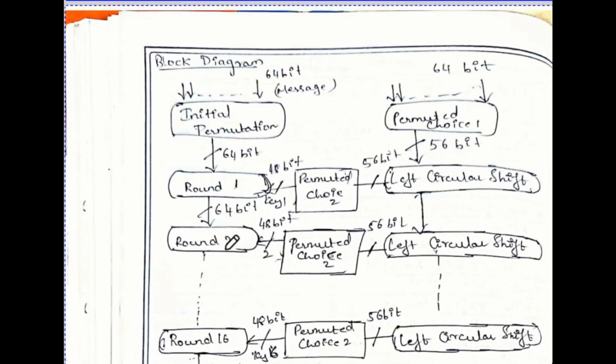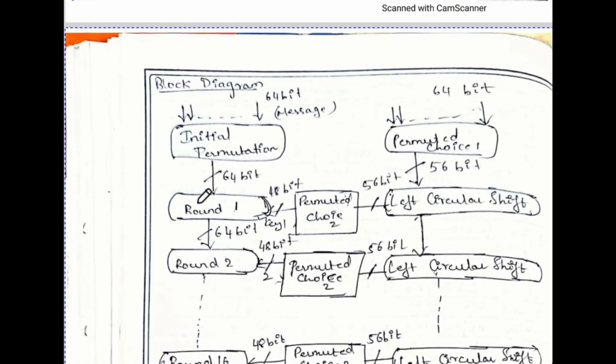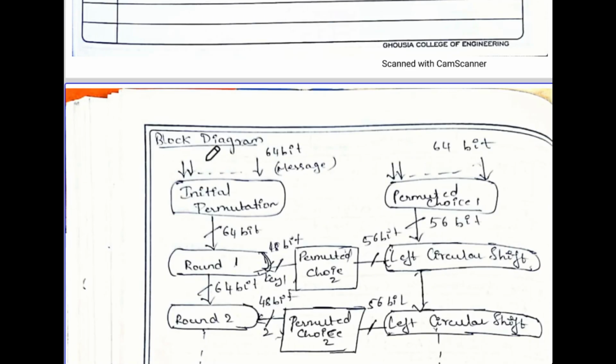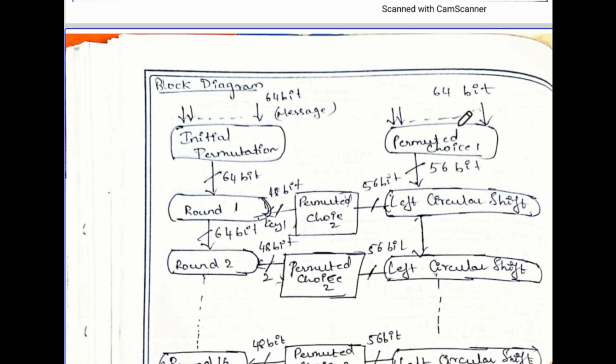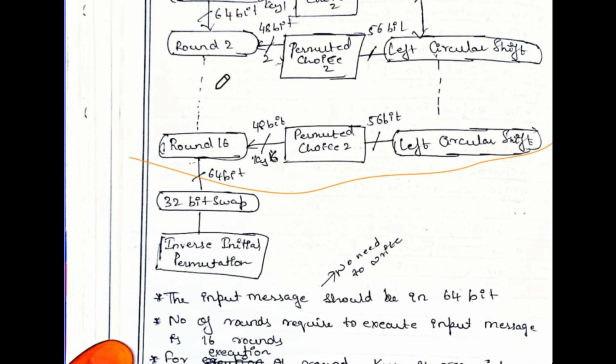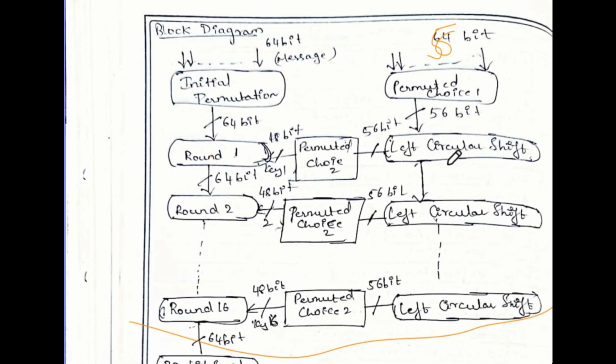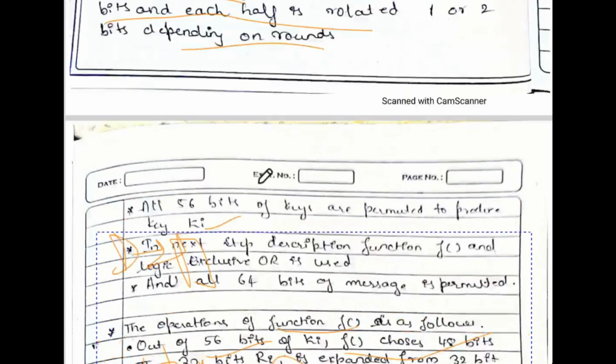This is a diagram included in DES. These are the functions happening before the 64-bit message is converted into 32 bits. First the initial permutation, 64-bit. The 64-bit message goes through the initial permutation into its first round. There are a total of 16 rounds. For the first round, the permuted 56-bit key is here.